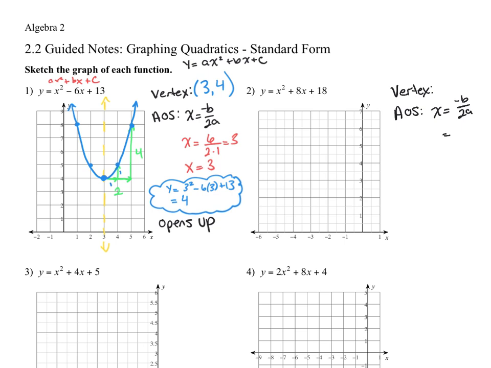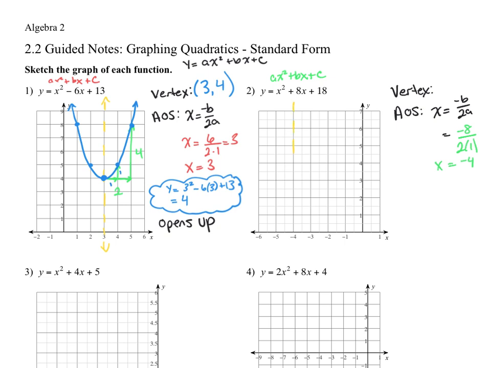Okay, so the opposite of b. Now let's label, I'm going to label above, ax squared plus bx plus c. Okay, opposite of b, which would be negative 8 over 2 times a, and a in this case is just 1. Okay, we're starting out with just 1. So negative 8 over 2 is negative 4. So x equals negative 4 is your axis of symmetry.